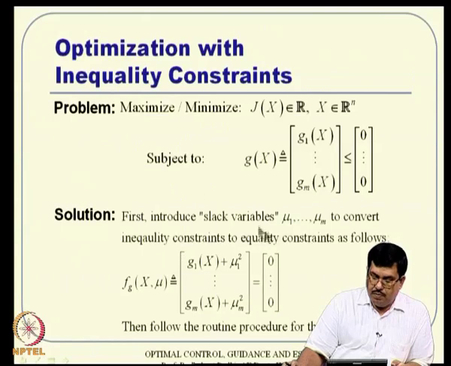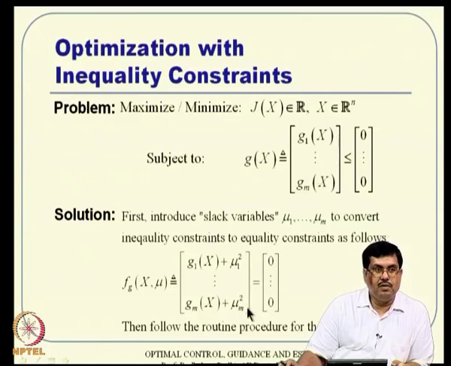So, one approach is to introduce something called slack variables, mu1 to mu m, to convert the inequality constraints to equality constraints. Because these are less than or equal to 0, I can always add a number there, and to make sure that these are positive quantities, I will add something like mu1 square, mu2 square, up to mu m square. If I do that, it turns out that it is nothing but an equality constraint problem.